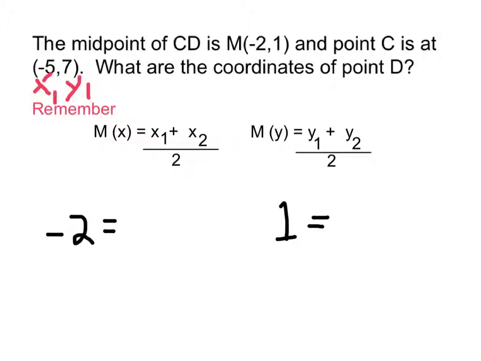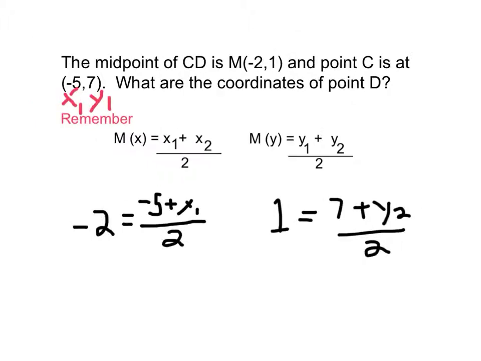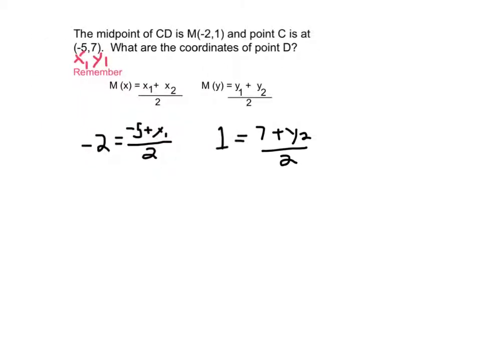I'm going to say negative 2 equals negative 5 plus x2 over 2, and 1 equals 7, which is my y1, plus y2 over 2. Now from there, I need to shrink this down, move it over. All I need to do is solve. And again, same idea, times 2, times 2. Really on both of these, I'm doing the exact same thing. I'm going to use that 2 in both places. That's kind of lazy, but I ran out of space.